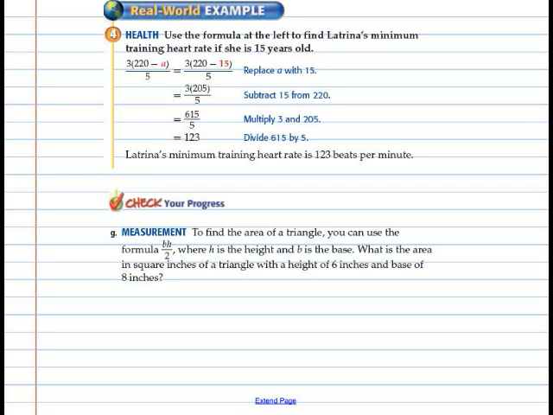Use the formula at the left to find Latrina's minimum training heart rate if she is 15 years old. In the formula, the variable A represents the age of the individual. So in this case, we replace the A with a 15 because Latrina is 15 years old. We do the subtraction first because it's in parentheses. 220 minus 15 is 205. 3 times 205 is 615. See that here? 615 divided by 5 is 123. Latrina's minimum training heart rate is 123 beats a minute.